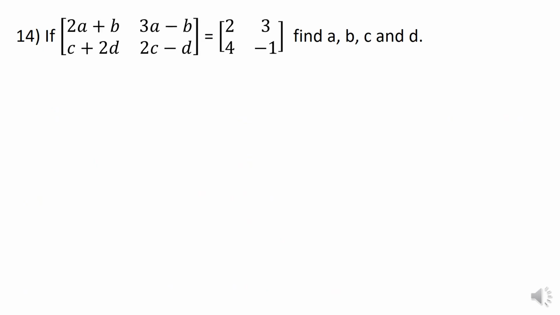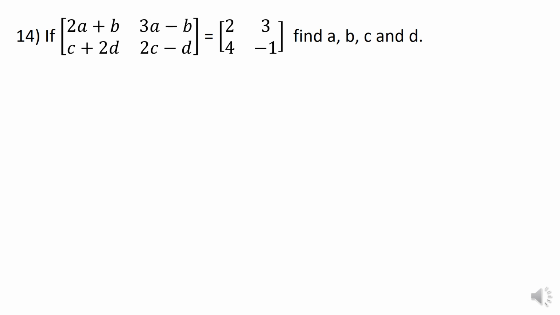Now the next question, that is the 14th question. Here, two matrices are given which are equal. In the first matrix, which is given on the LHS, 4 values are unknown, that is a, b, c and d. We are supposed to find them. Now here we are going to use the property of equality of matrices. That is, if two matrices are equal, then their orders are the same and the corresponding elements occupy the same positions and they are equal.